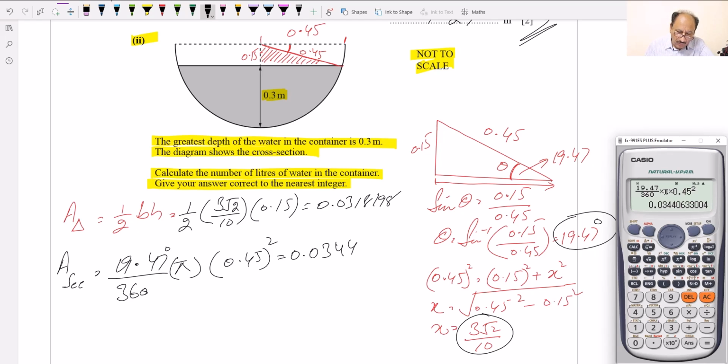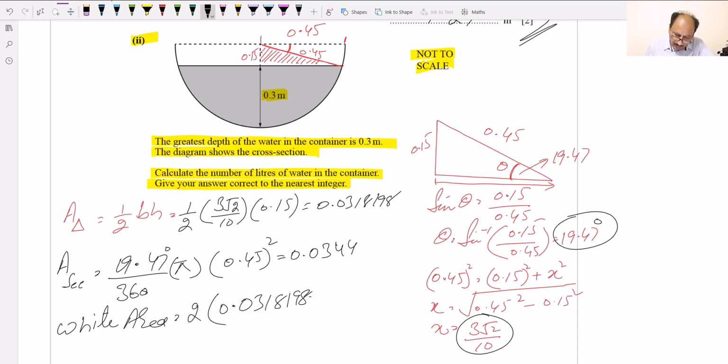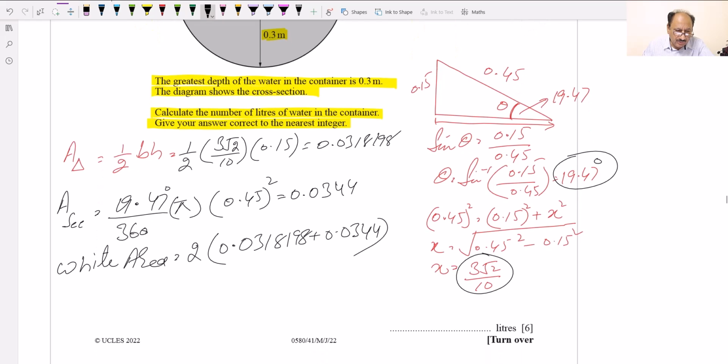Okay, so this will be our value of this one. Now we can find the white portion, this whole white portion which we can find. The white area will be equal to 2 triangles and two sectors. So 2 into 0.0318198 plus 0.0344, and this white portion will be how much?